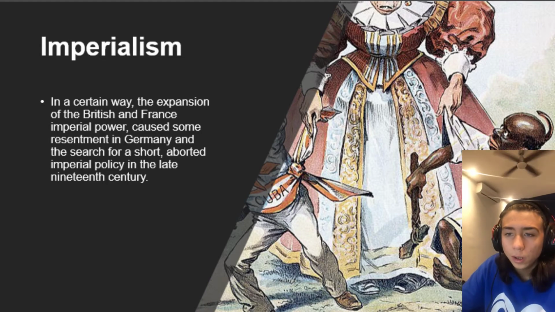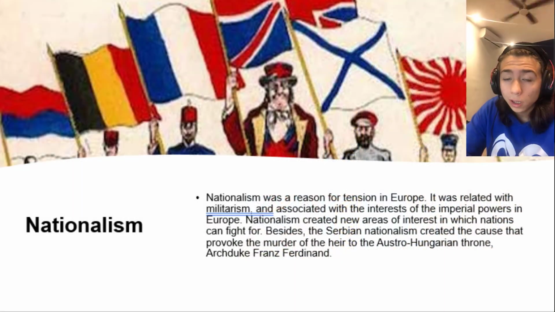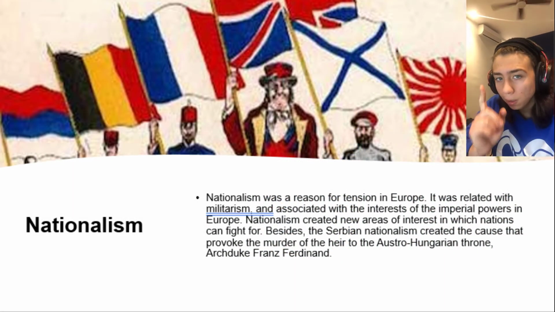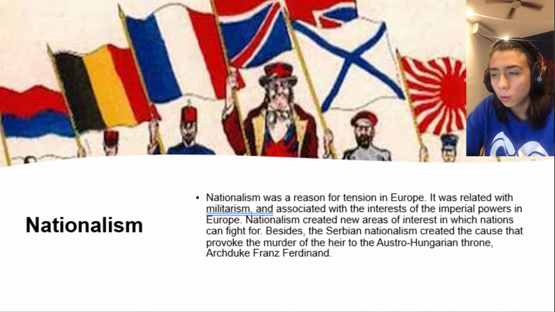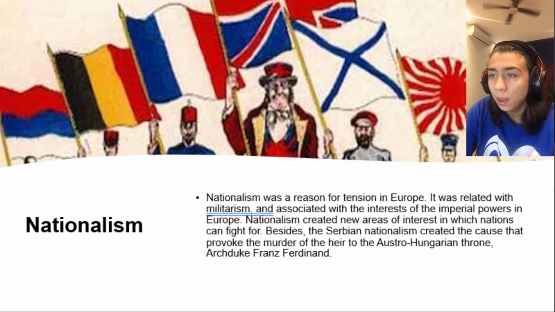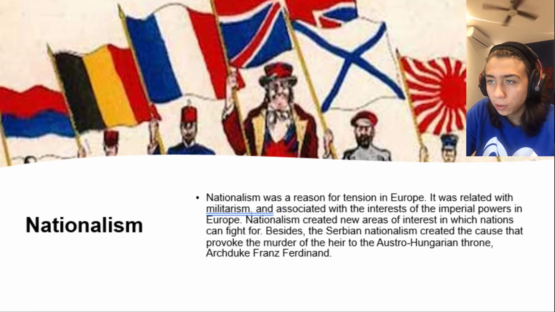century. And nationalism, that I think is the main cause of World War One, the most important thing. Nationalism was a reason for tension in Europe. Why is that? It's because it was related with militarism and associated with the interest of the imperial powers in Europe. Nationalism created new areas of interest which nations can fight for.